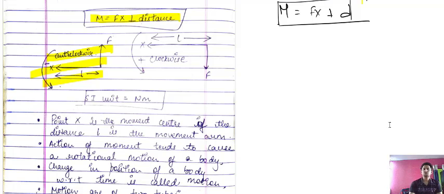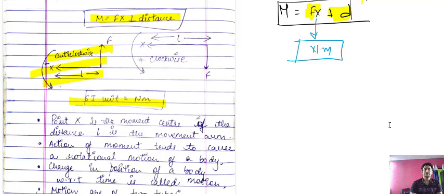So what will be the unit of moment? The unit will be simple: it is the product of force and perpendicular distance. The unit of force is Newton and the unit of distance is meters. So Newton meter is the SI unit of the moment.